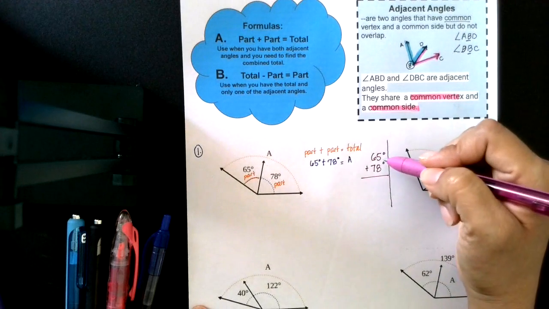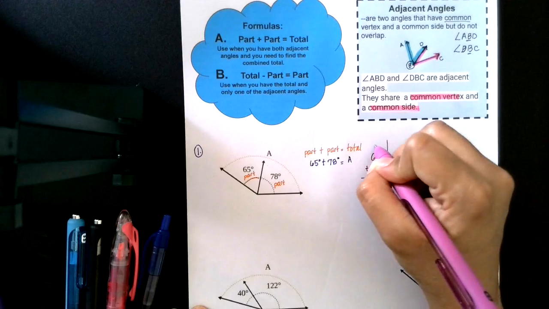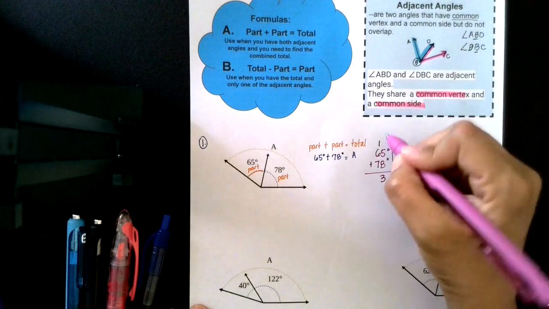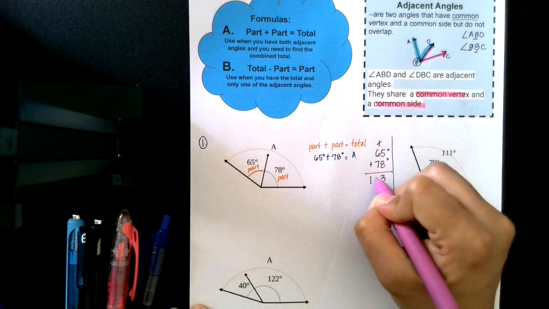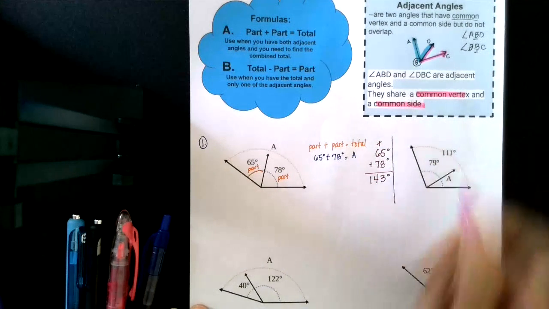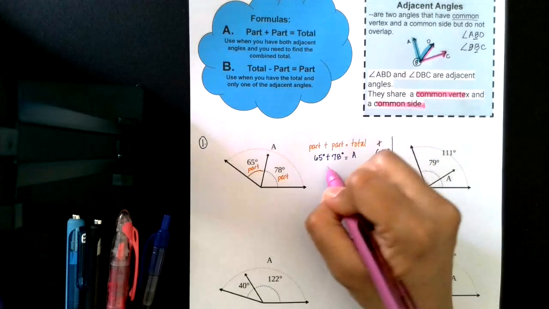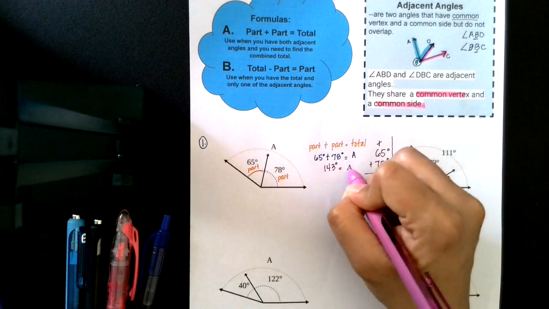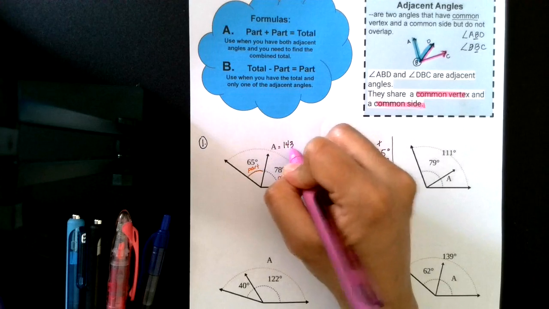Start with your ones. 5 plus 8 is 13. Write down your 3, regroup your 1, and then 6 plus 1 is 7, plus 7 more is 14. So the combined total is 143 degrees. So 143 degrees equals A. You can label it here as well.